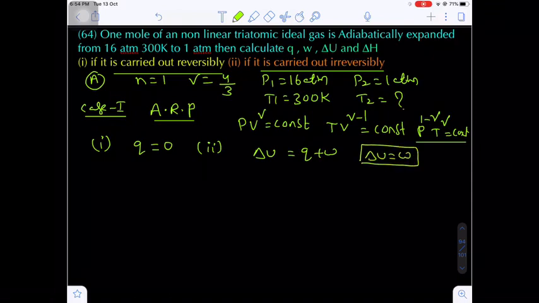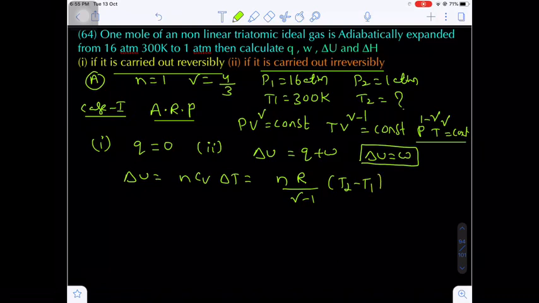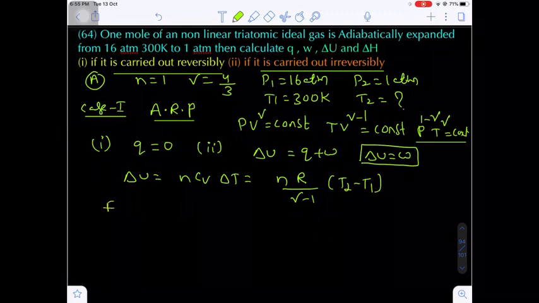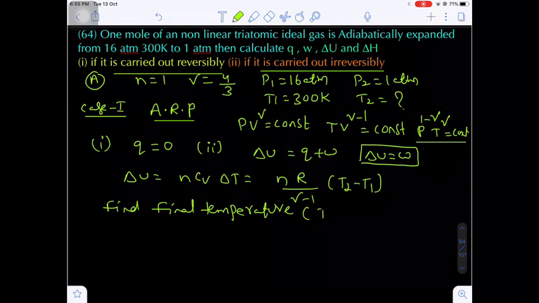This is the work done. What is the del U value to calculate? That is nothing but nCv delta T, nothing but nR by gamma minus 1 into T2 minus T1. Now do you know the final temperature T2? No. So first of all, what we have to find? We have to find the final temperature. Once we know the final temperature, we can find del U, nothing but work done. After getting del U, we can find del H in terms of del U.